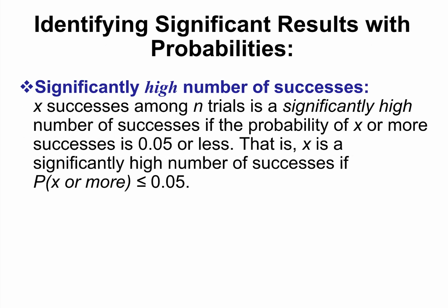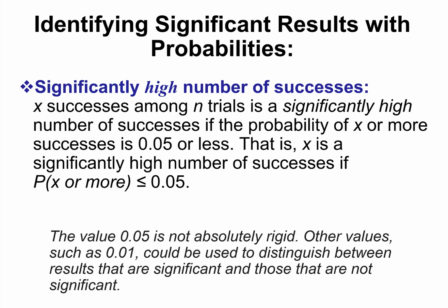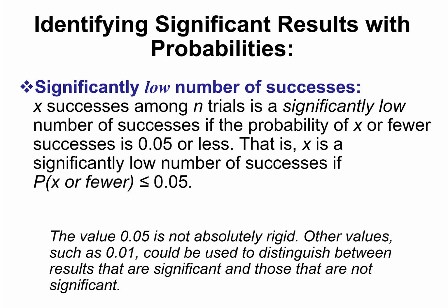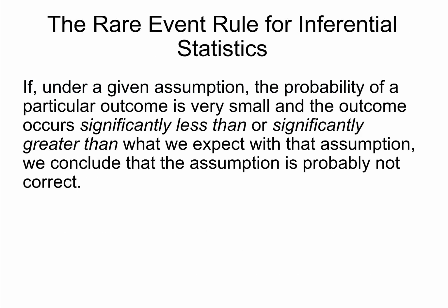And again, X successes among N trials is a significantly high number if the probability of X or more is 0.05 or less. And this is what we looked at before. And significantly low is if we have X successes among the trials, significantly low if that probability is 0.05 or less. If under a given assumption, the probability of a particular outcome is very small and the outcome occurs significantly less than or significantly greater than we expect with that assumption, we conclude the assumption is probably not correct.